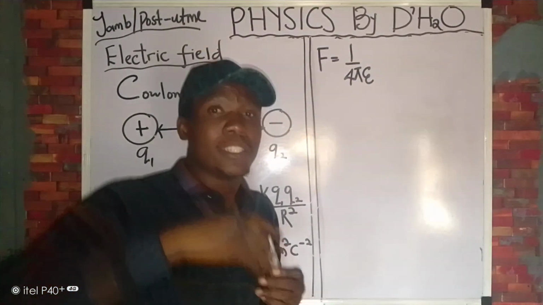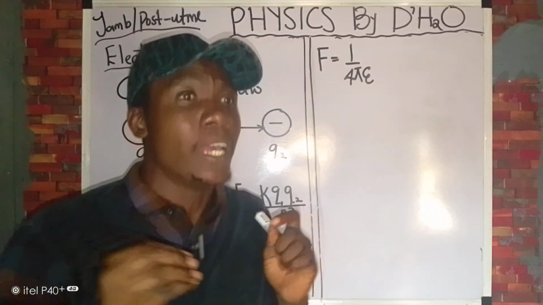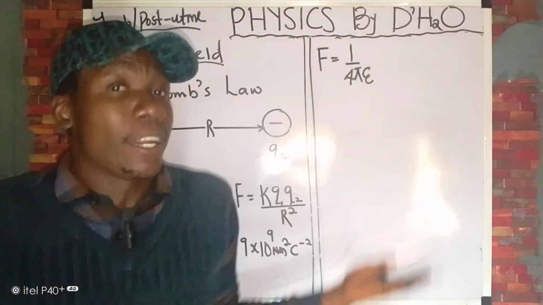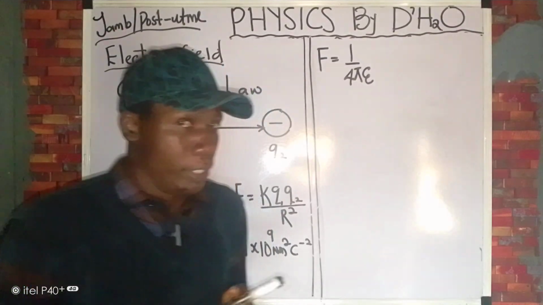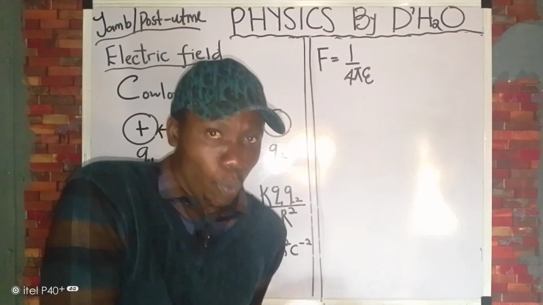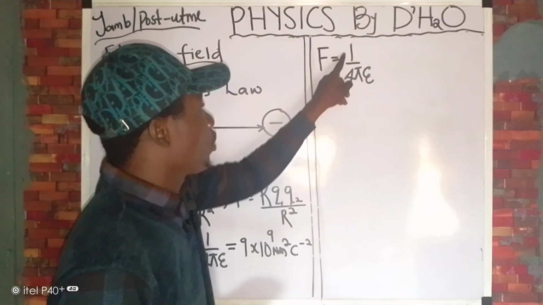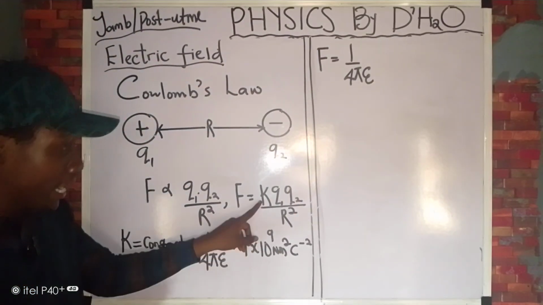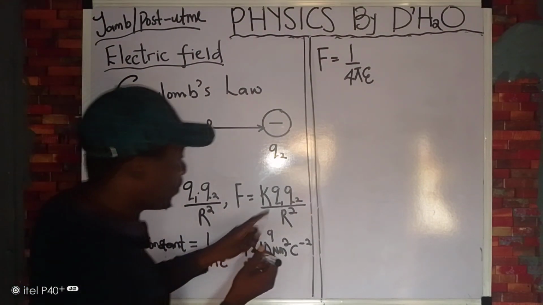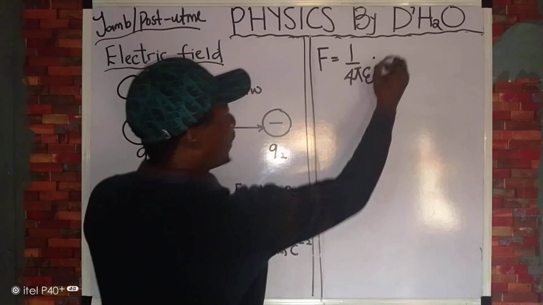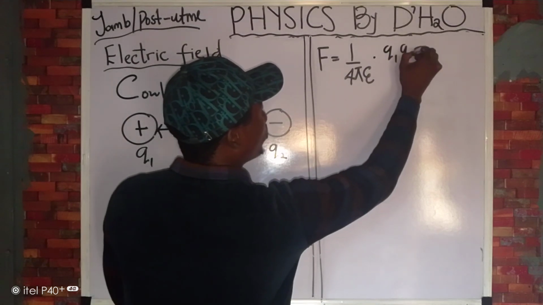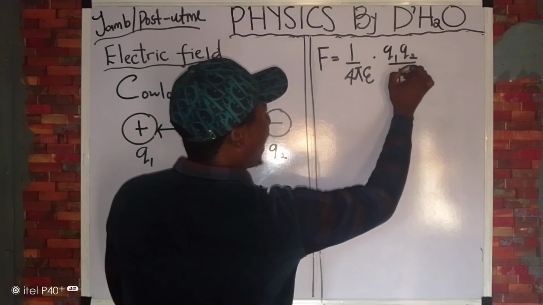It's either called permittivity of free space, as in a free space or in a vacuum, or permittivity of a medium, like air and water. Now, if I have force equals to, this one is representing my K here, then what do I have left? I'm left with Q1, Q2 over rho square.